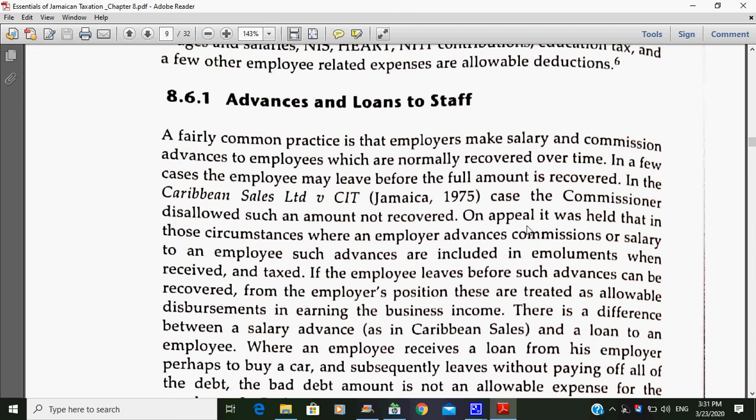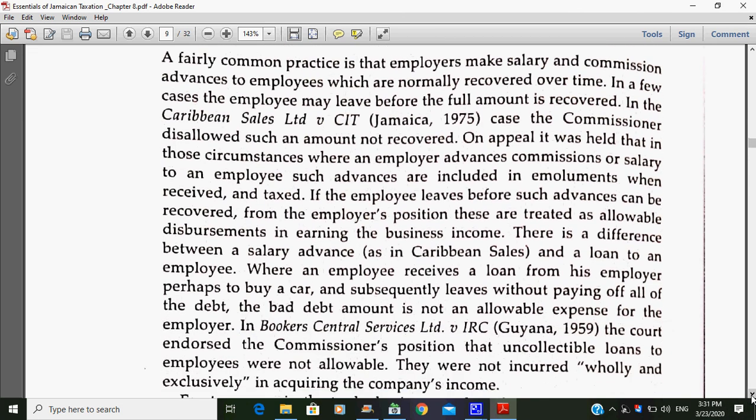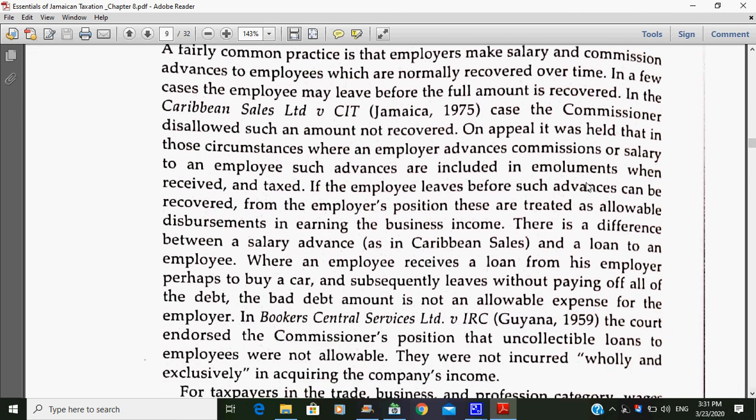On appeal, it was held that where an employer advances commissions or salary to an employee, such advances are included in emoluments when received and taxed. If the employee leaves before such advances can be recovered, from the employer's position, these are treated as what? Allowable disbursements in earning the business income.